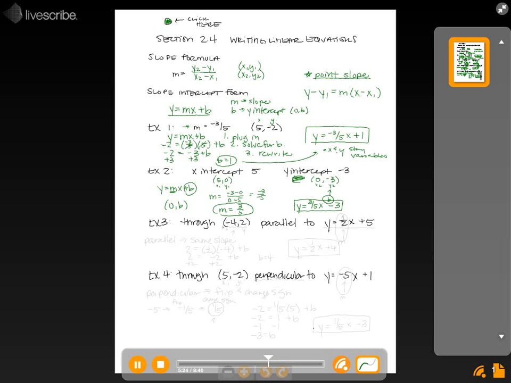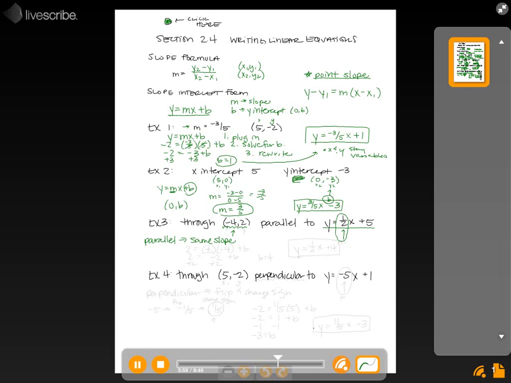Example 3 says it needs to go through this point, negative 4, 2, and it needs to be parallel to the equation y equals 1/2 x plus 5. Alright, so we'll think about example 1 here, where we have a slope and a point. We have our point, and we need to get our slope from this equation over here. The keyword is parallel. And parallel, if you remember, means that the slopes are the same. If two lines are parallel, they have the same slope. So all that we need is this 1/2.